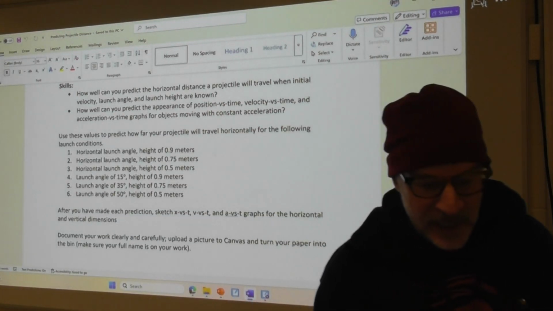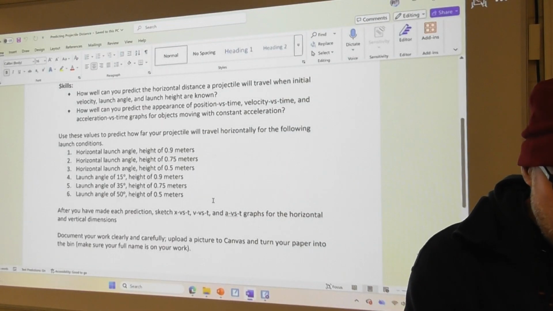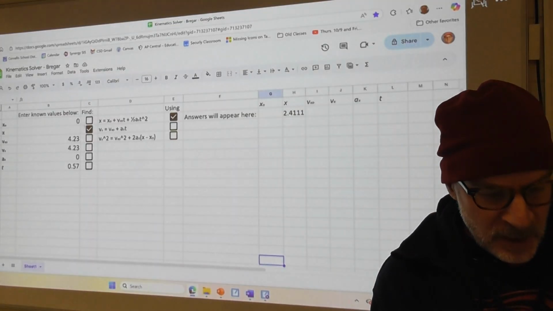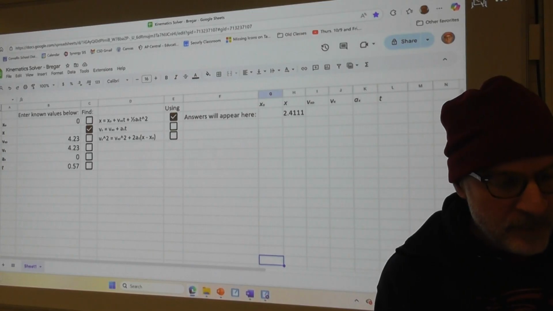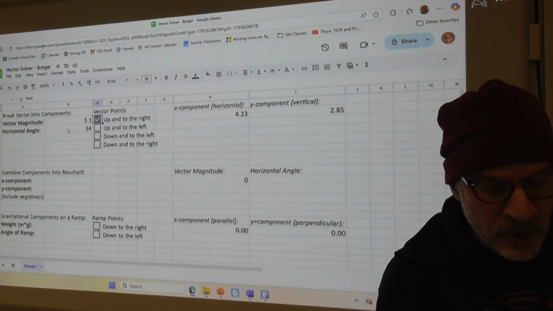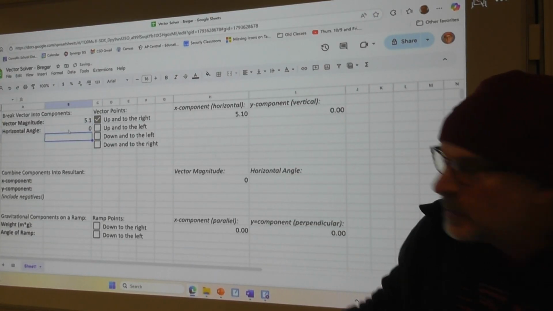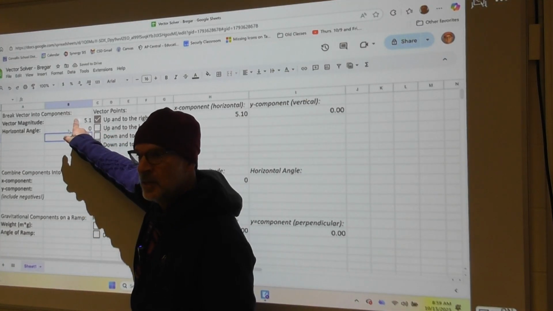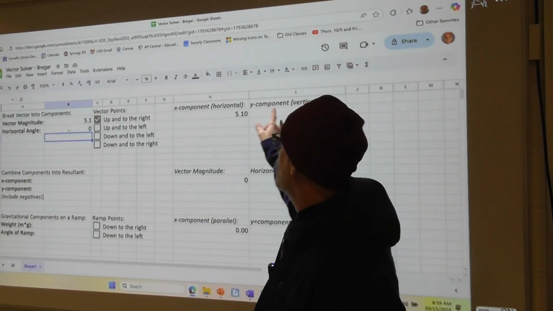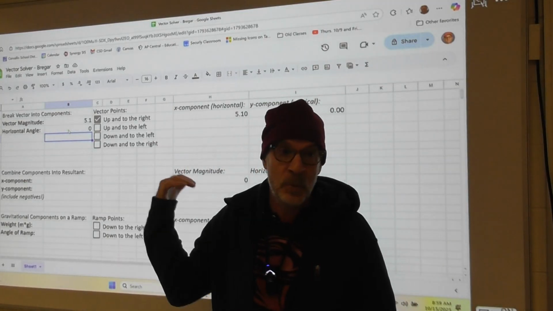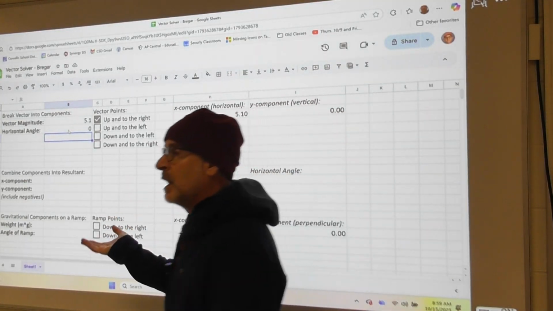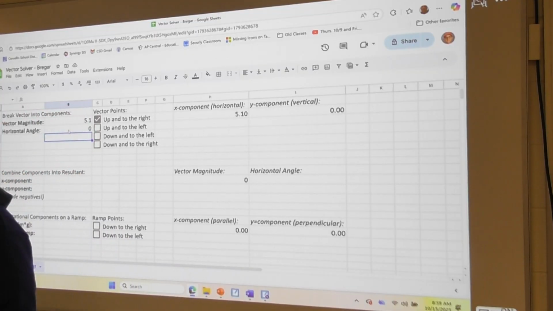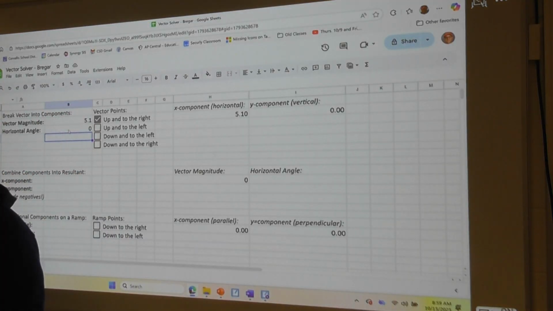If you put it into the solver, you'll see that. My mouse disappeared here. If we put a launch angle of 0 degrees in here, what you see is the horizontal component is the same as the vector magnitude, and the vertical component is 0. So you can put it in here if you want, or you can just know that if it's a perfectly horizontal launch, whatever that launch speed is, that's the speed that it's moving left to right.